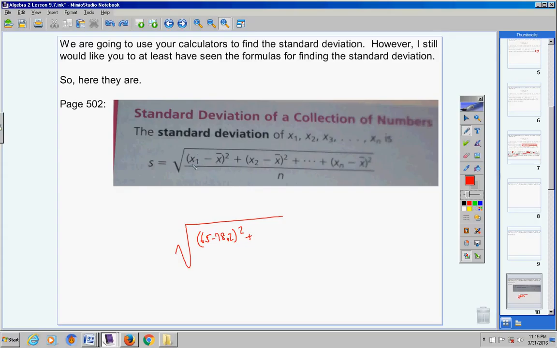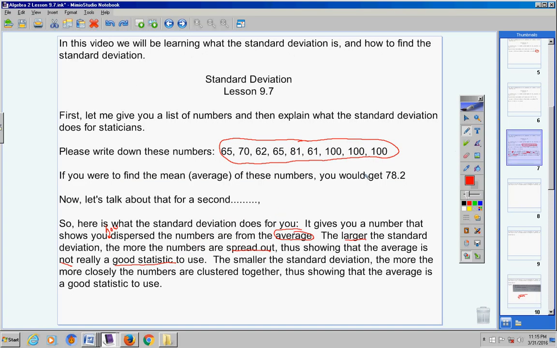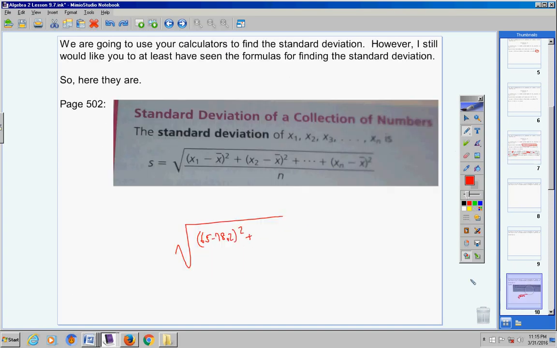Now look, go to your second number, 70. And you would have 70 minus the average quantity squared. Now go to the next number. Do you see how hard this is? That's why we're going to use our calculators. But I just want you familiar with this formula. Now there's two formulas. This is the more difficult formula. There's another one that's a lot easier. They're both the same. They both do the same thing. They both are equivalent, okay? And then so on and so forth.